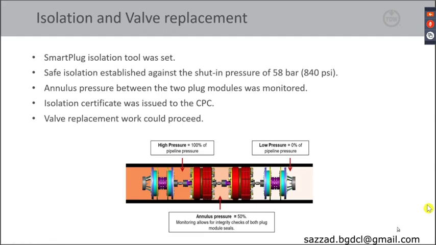Following the successful isolation of the two ends of the pipeline, valve replacement work at the Tungshao site and valve maintenance work at Yunnan could commence.